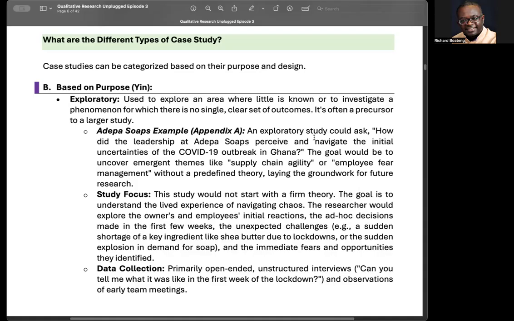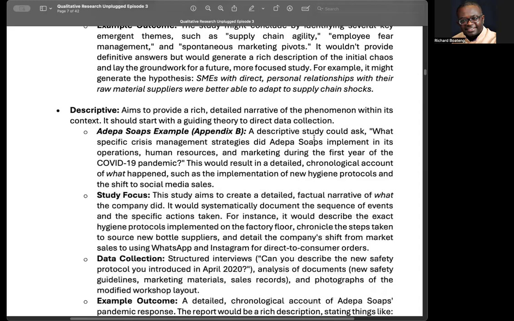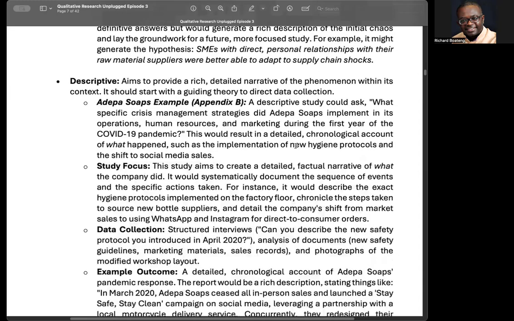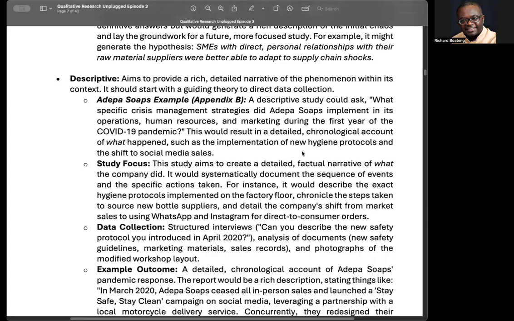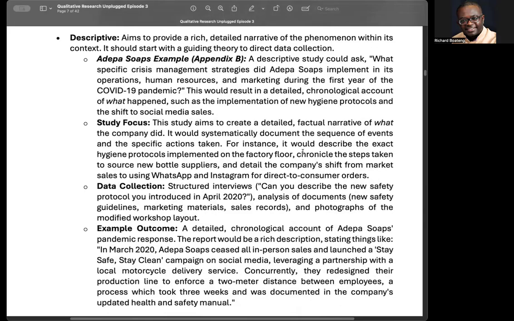Yes. For Adiposomes, like in Appendix B, a descriptive study would aim to systematically document what specific crisis management strategies they actually implemented across different parts of the business operations. HR, marketing during, say, the first year of the pandemic. What did they do? Exactly. It provides a detailed chronological account. You might document the new hygiene protocols they introduced, the shift to social media sales, the timeline of events. The outcome is a comprehensive, factual picture of what happened.